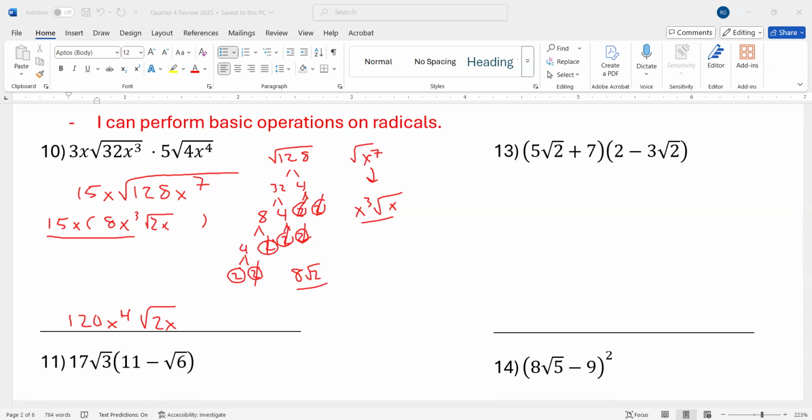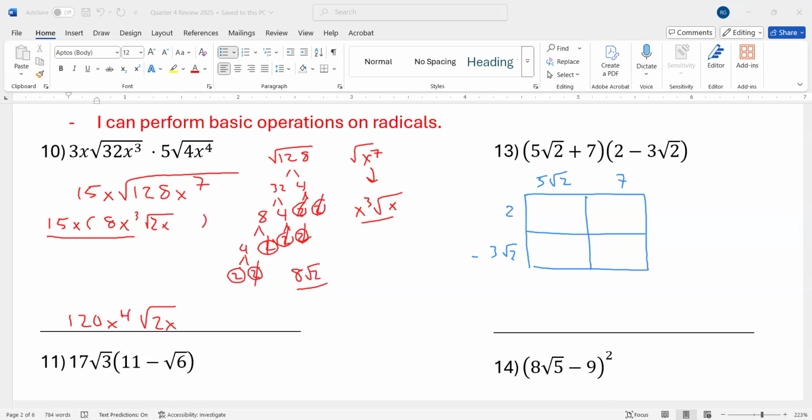All right, next one, we got to FOIL this. We got 5 radical 2 plus 7. That plus makes two terms. I'm going to do our box method first. You can also just FOIL if you'd rather. So 5 radical 2 plus 7, and then 2 and negative 3 radical 2.